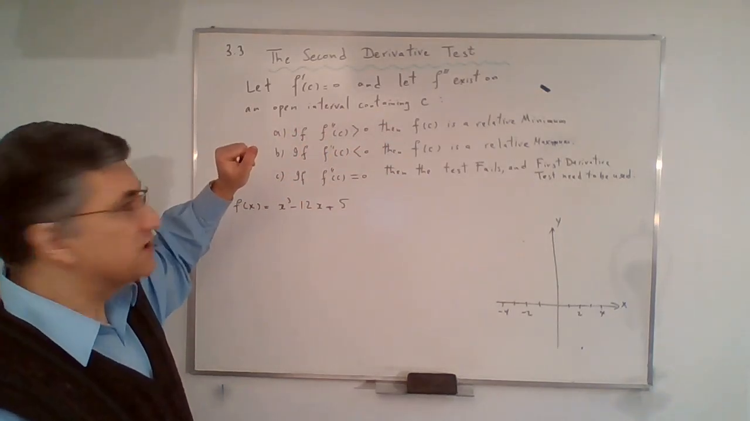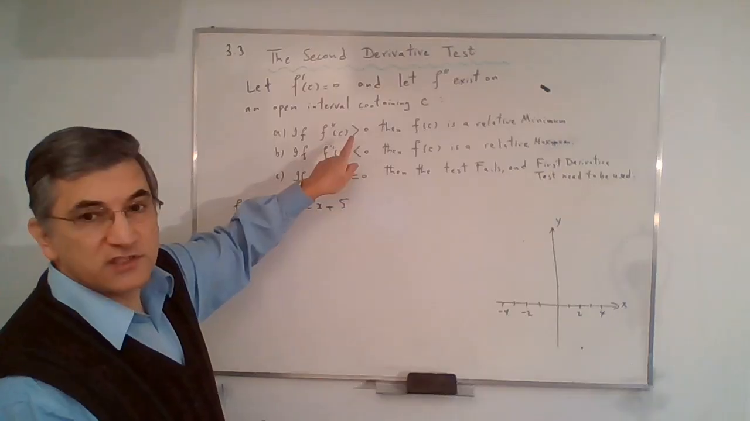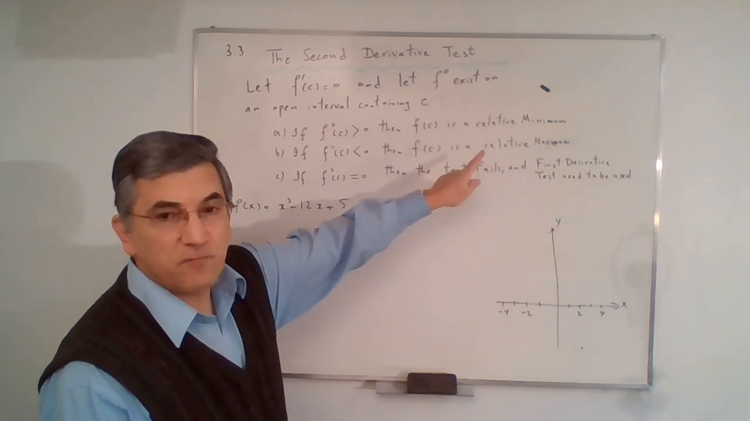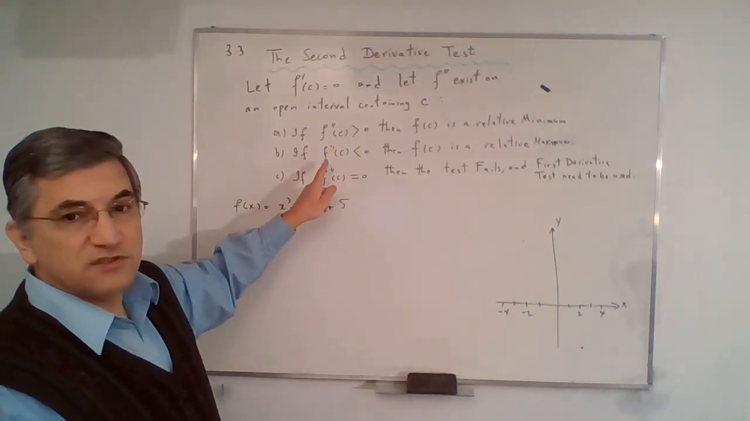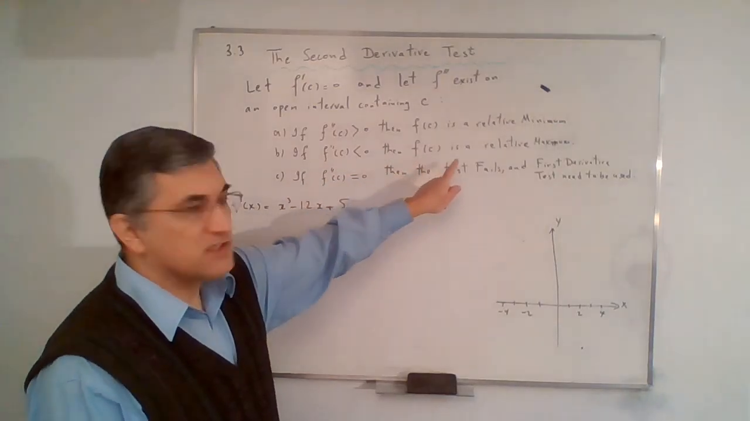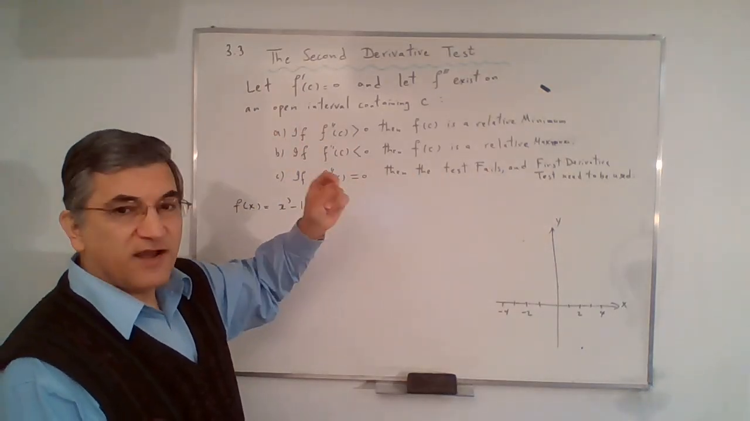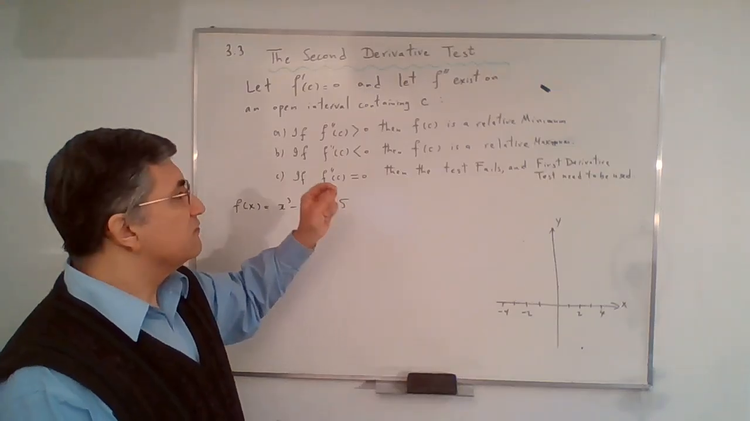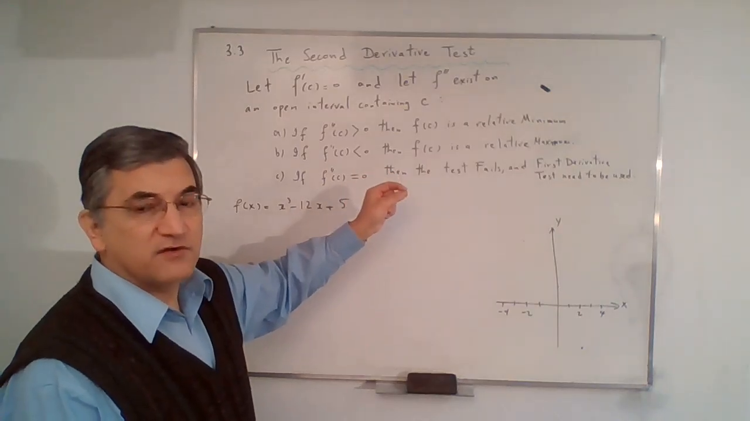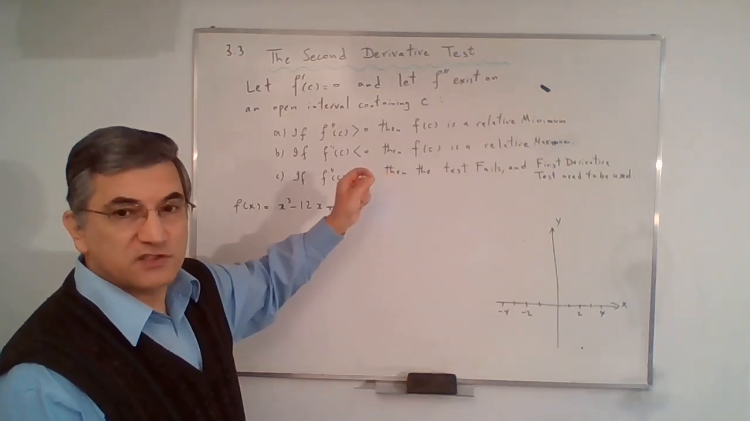Then there are three possibilities here. If the second derivative at that point c is greater than 0, which means positive, then we say that f at c is a relative minimum. But if the second derivative at c is less than 0, meaning it's negative, then f at c is a relative maximum. As you see, this second derivative test is a fast, quick, shortcut way to find the relative maximum and minimum values of a function instead of applying the first derivative test, which was a bit longer than this one.